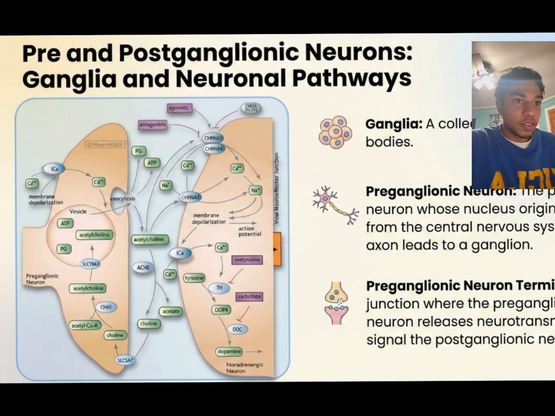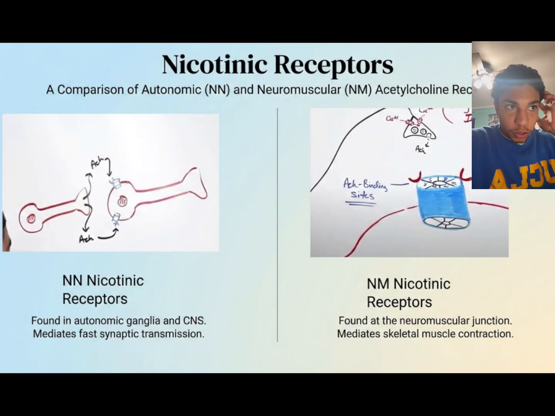And the receptors that I'll be talking about in this video are, the first one, nicotinic receptors. There are two types of nicotinic receptors. Nicotinic receptors are present on neurons and found at the autonomic ganglia. And nicotinic receptors are also present on skeletal muscle at the neuromuscular junction.